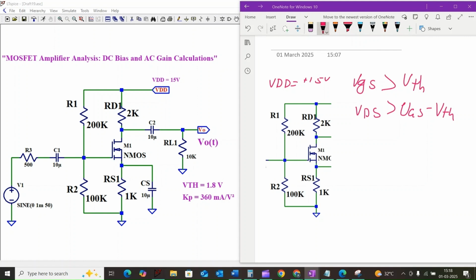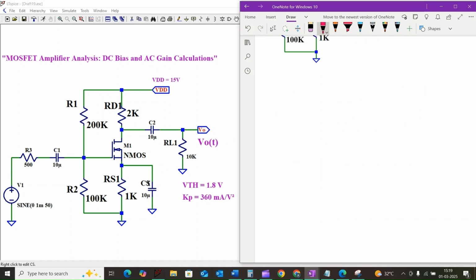To begin our analysis, we will focus on the DC behavior of the amplifier. This means that we are looking at how the circuit operates with a constant or unchanging voltage and current. In this scenario we treat all the capacitors as open circuits, effectively removing them from the circuit. This leaves us with a simplified circuit that allows us to determine the quiescent operating point of the MOSFET. First, we will simplify the circuit.